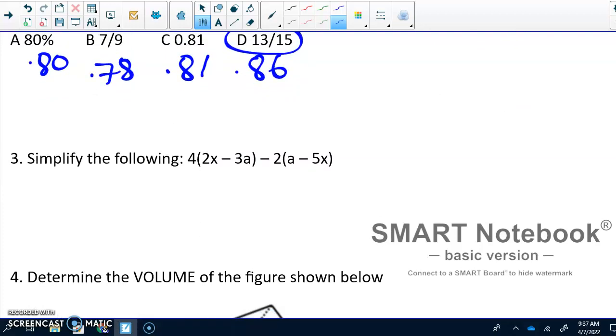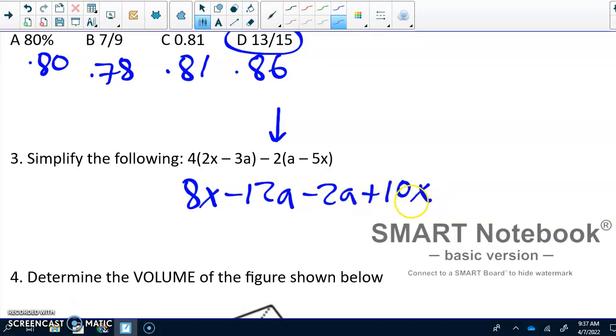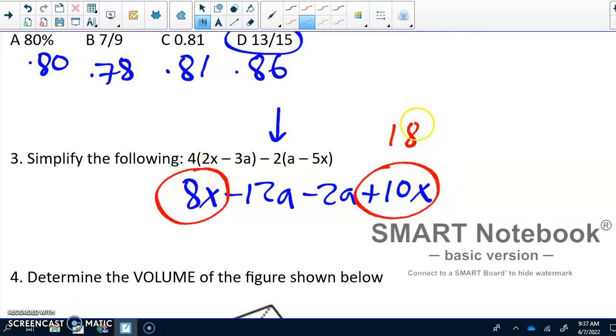Now looking at number three, simplify the following. The first thing I'm doing is looking to see if I have a variable or a sign by itself, and in this particular case, it's not by itself, so I can just do the straight math. So this is going to be 8x. Then a 4 times a negative 3a is going to give me negative 12a. Then the negative 2 times a is going to give me negative 2a. Then the negative 2 times the negative 5 gives me positive 10x. I'm going to combine like terms. I got 8x plus 10x gives me 18x. I got negative 12a minus 2a gives me negative 14a.